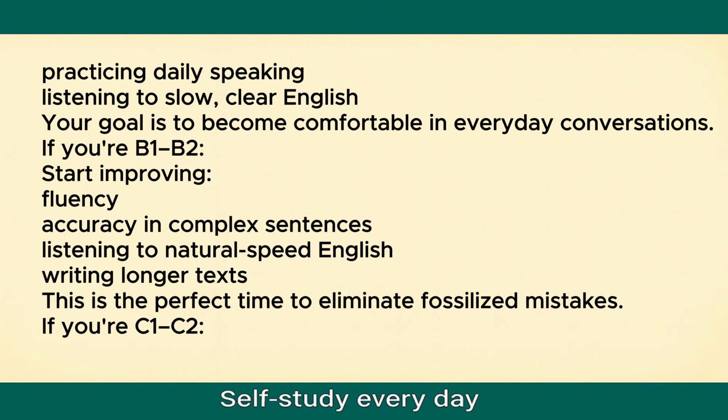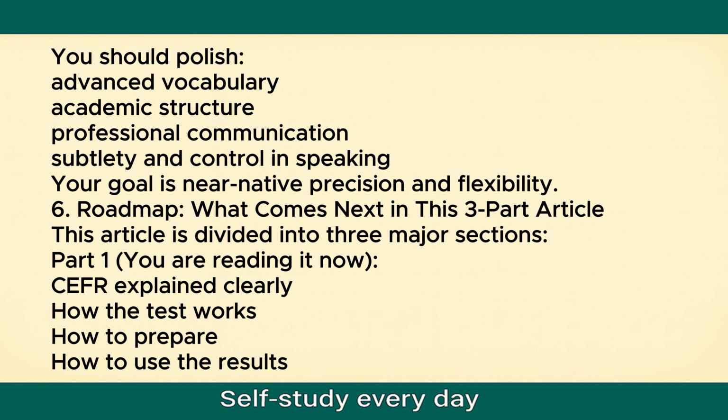If you're B1, B2, start improving fluency, accuracy in complex sentences, listening to natural speed English, writing longer texts. This is the perfect time to eliminate fossilized mistakes. If you're C1, C2, you should polish advanced vocabulary, academic structure, professional communication, subtlety and control in speaking. Your goal is near-native precision and flexibility.